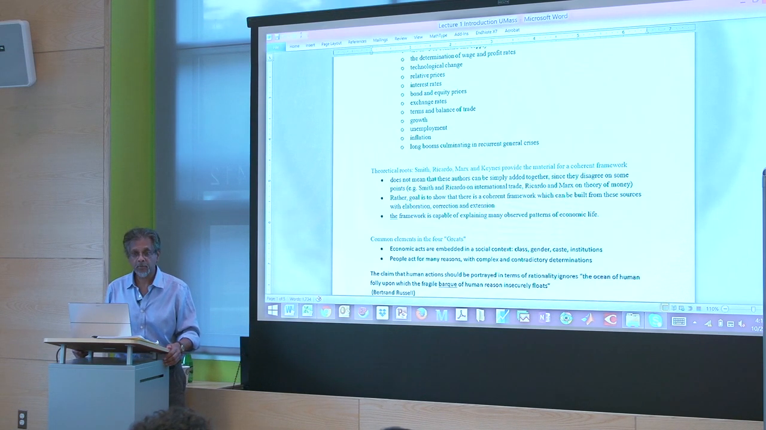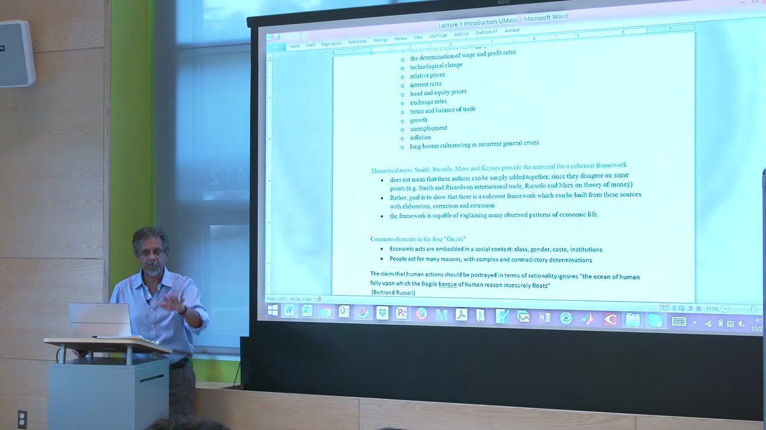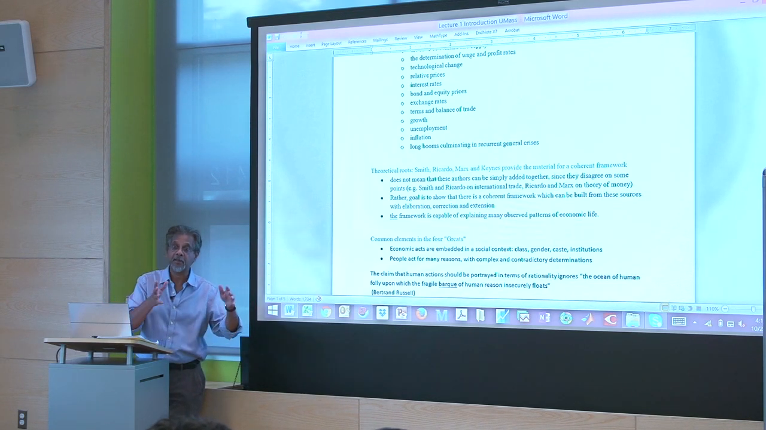Now, the theoretical roots of the framework that I propose can be found in what I want to call the four greats, to appropriate a favorite Chinese phrasing: Smith, Ricardo, Marx, and Keynes. And you have to ask, well, what is the common element binding these? I would argue the common element binding these is they develop their theoretical framework from examination of the real. They asked, what do we see, what are its patterns, and how can we understand them?